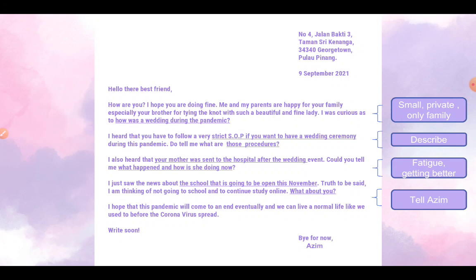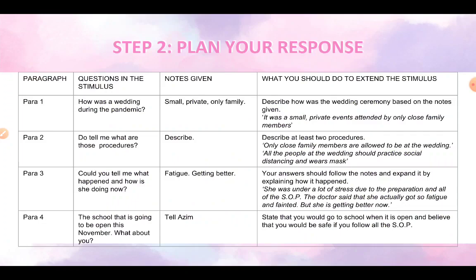Okay, so now, after we have already analyzed the stimulus, the letter from Azim, and considered each and every given stimulus and each and every given note, we can now plan how to respond to Azim. For step 2, please plan your response.